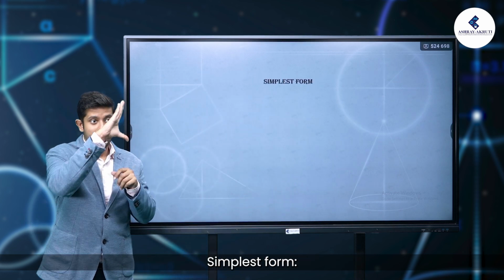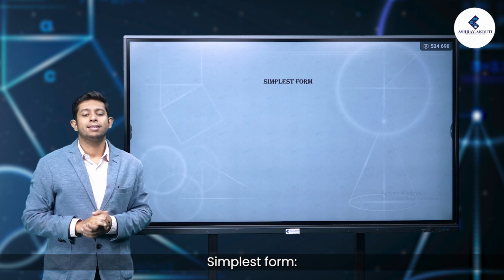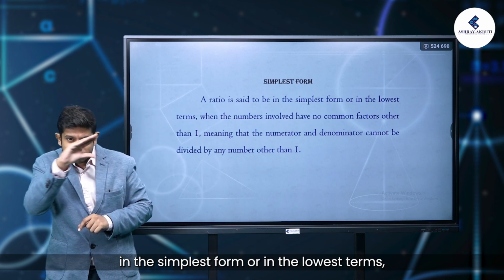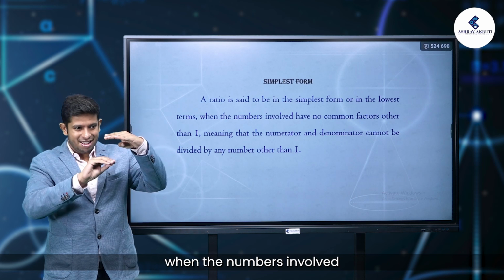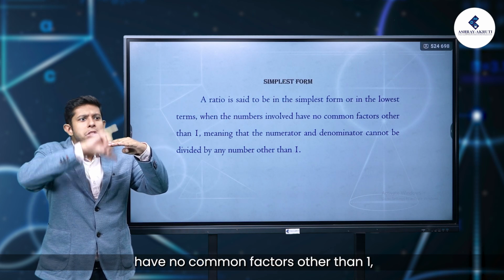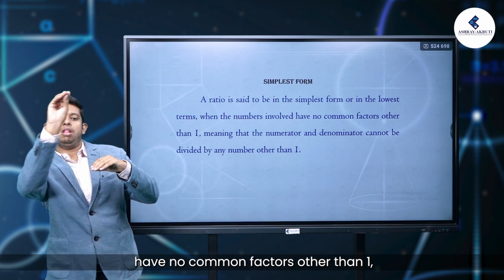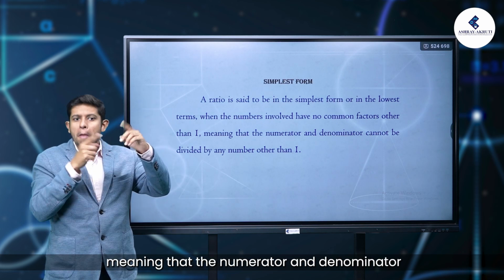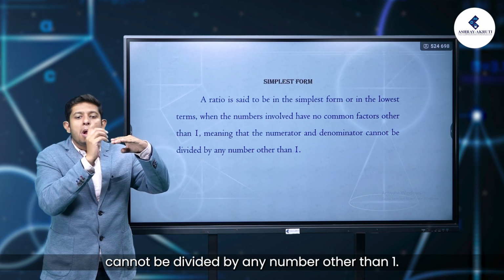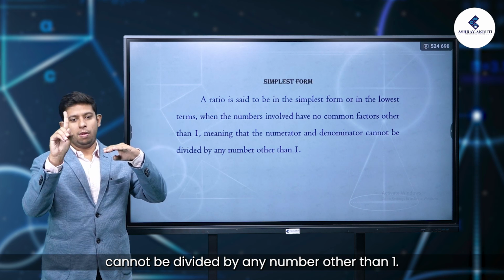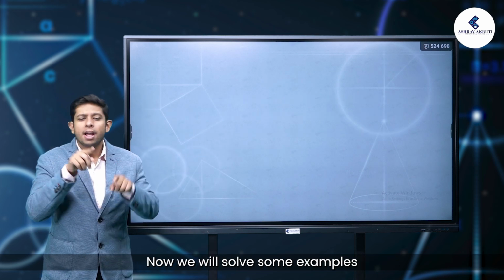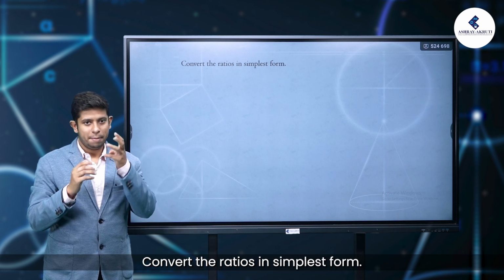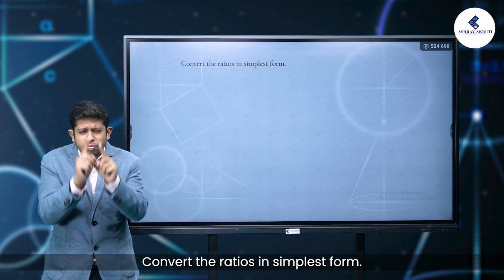Simplest form. A ratio is said to be in the simplest form or in the lowest terms when the numbers involved have no common factors other than 1. Meaning that the numerator and denominator cannot be divided by any number other than 1. Now we will solve some examples. Convert the ratios in simplest form.